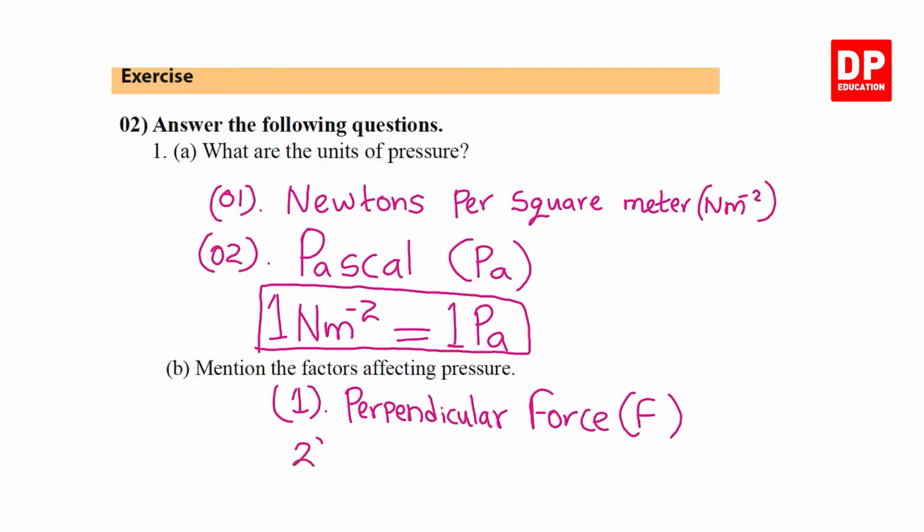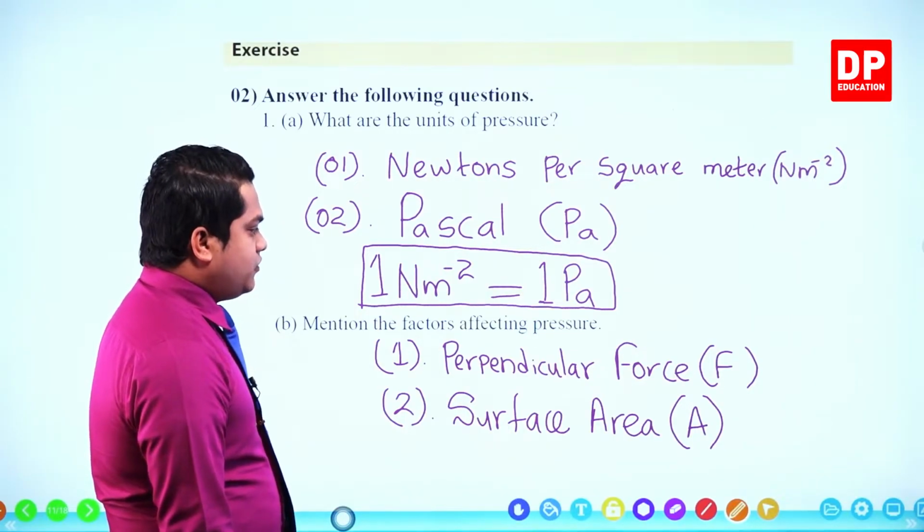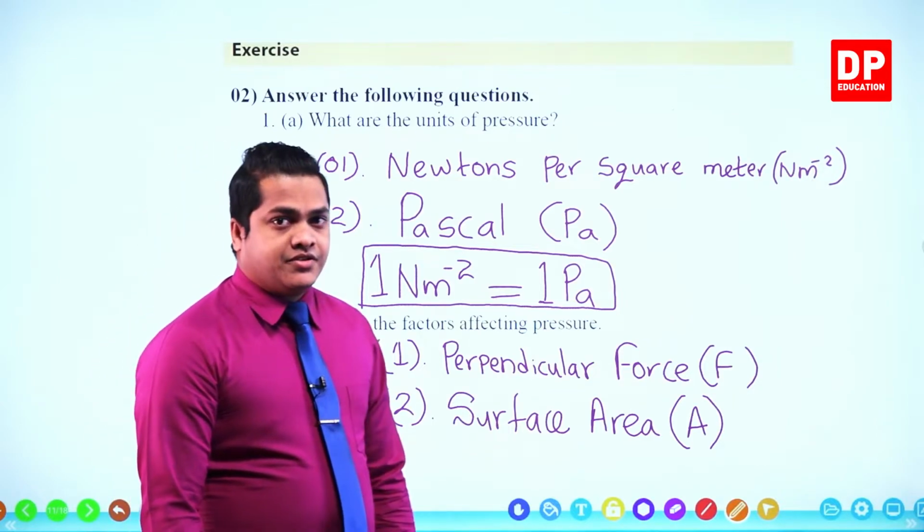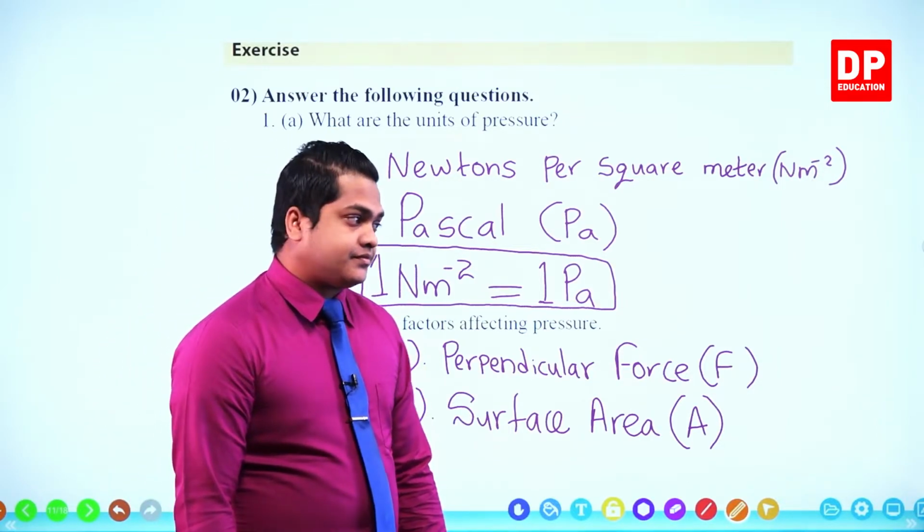Then number two, surface area. A. Surface area. So perpendicular force and surface area are the two factors that affect the pressure. Right? Okay.